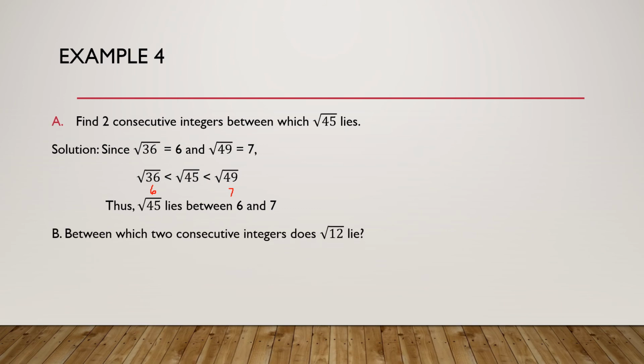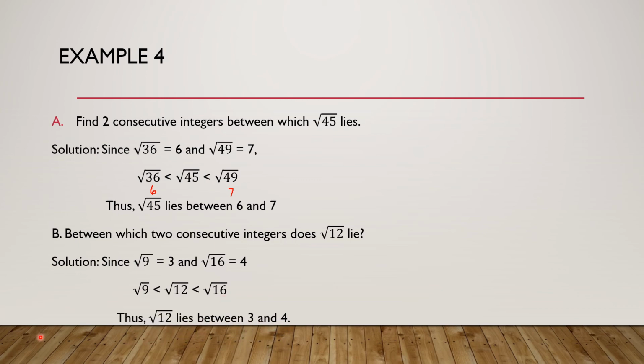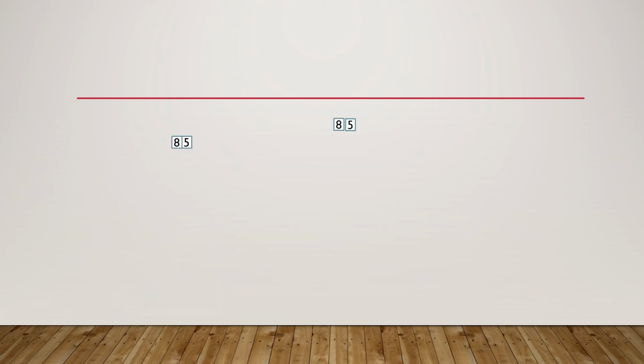Okay, next. Between which two consecutive integers does square root of 12 lie? Since square root of 9 is equal to 3 and square root of 16 equals 4, we could say that square root of 9 is less than square root of 12 and square root of 12 is less than square root of 16. So we know that the square root of 9 is 3 and the square root of 16 is 4. So we have 3 is less than the square root of 12 is less than 4. So that means the square root of 12 lies between 3 and 4. Alright, question? Okay, none. Right, next.